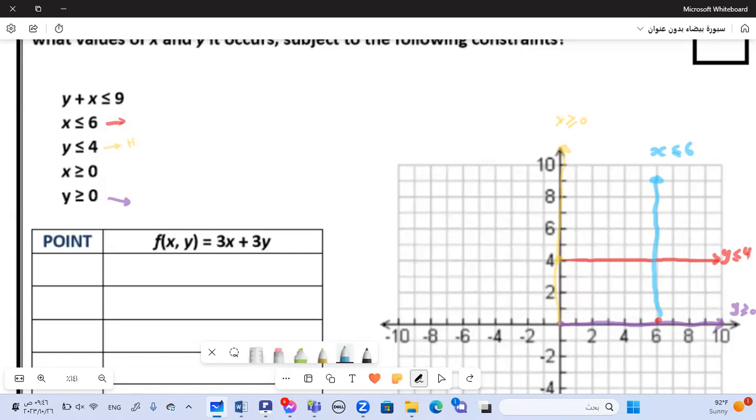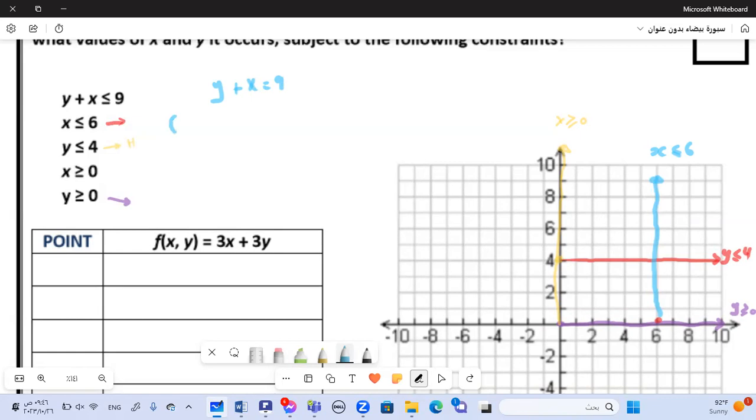The last one, y plus x less than or equals to 9. You convert it to the equation y plus x equals to 9. To draw any line with a slope, we should find two points. Any line, we should draw with two points.